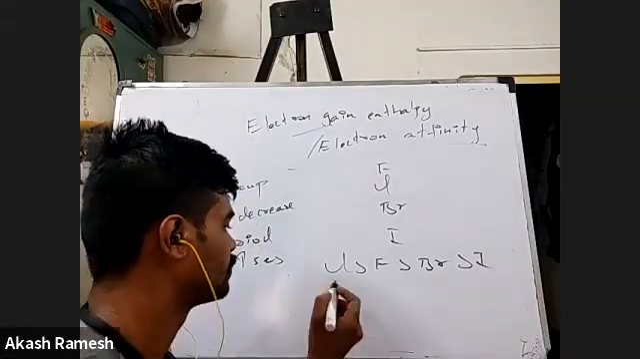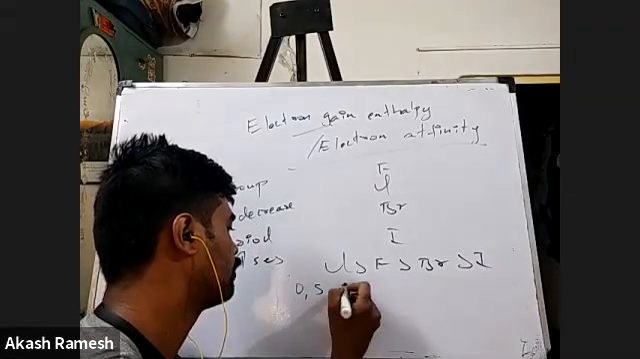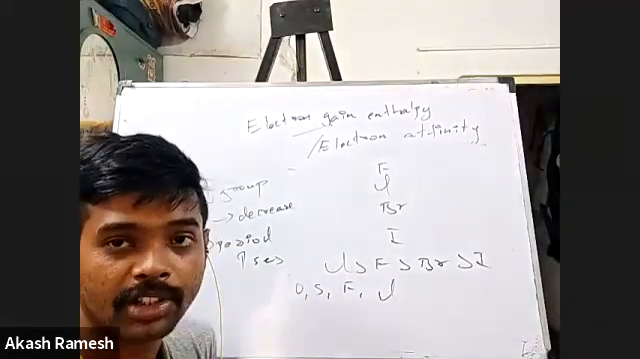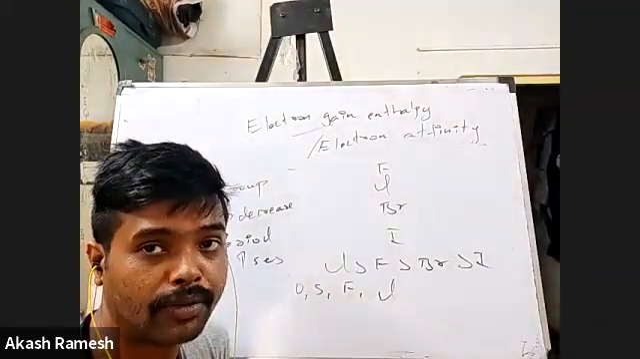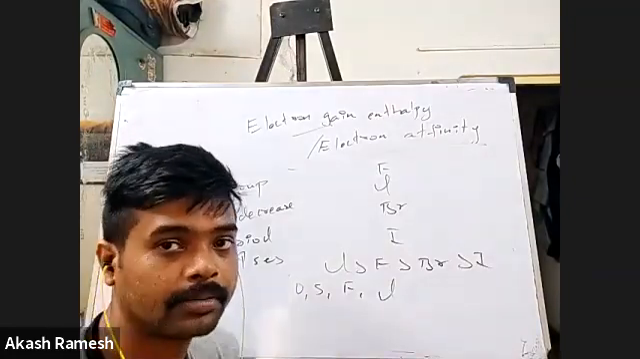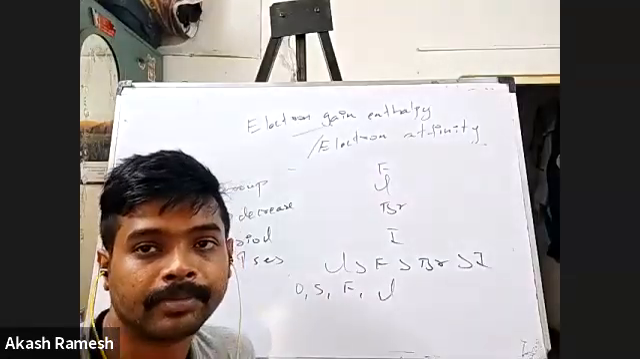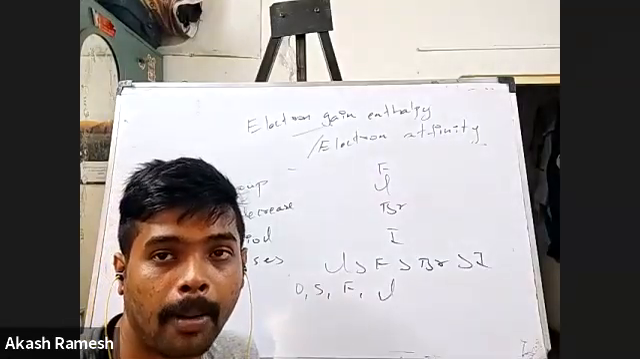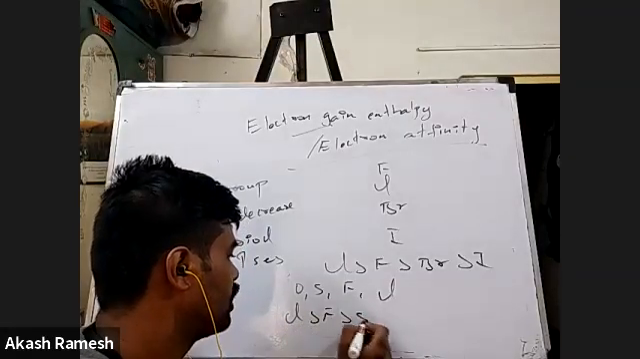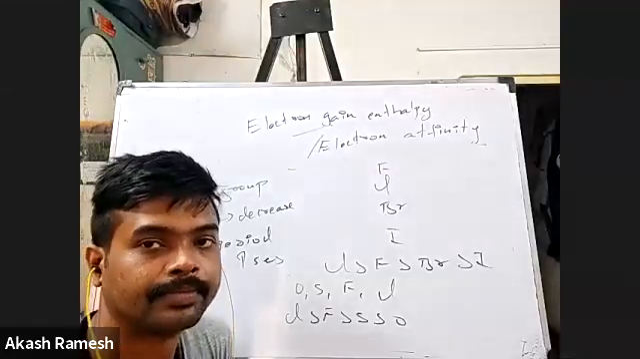So if I ask you, I have oxygen, sulfur, fluorine, chlorine, and I ask you to arrange them in the order of electron gain enthalpies, can you tell me the answer? I can repeat the question again. I have oxygen, sulfur, fluorine, chlorine. Arrange them in the order of electron gain enthalpies. Chlorine, fluorine, sulfur, oxygen. Okay, so it should be chlorine, fluorine, sulfur, oxygen. Yes, that's the answer.